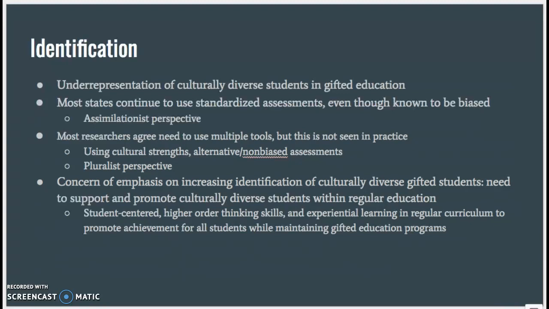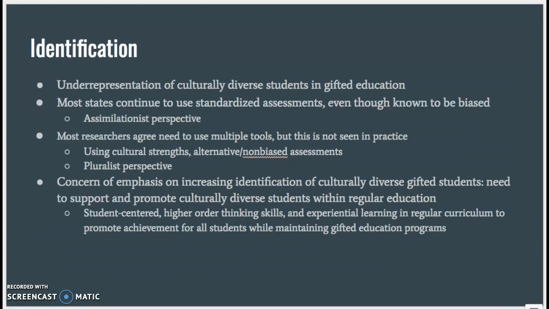But most researchers agree that there needs to be a use of multiple tools and assessments and practices for identifying gifted students. So there's this agreement, but it's not actually seen in policy or practice. But what's recommended is identifying the cultural strengths within each culture and using assessments that can measure these cultural strengths, or using a variety of alternative and non-biased assessments. And this matches more with a pluralist perspective.